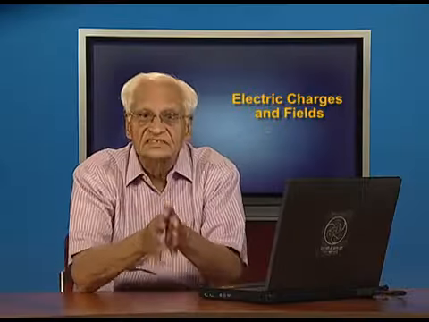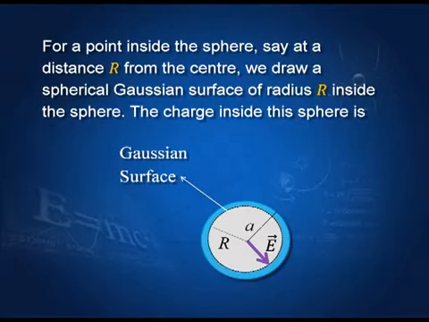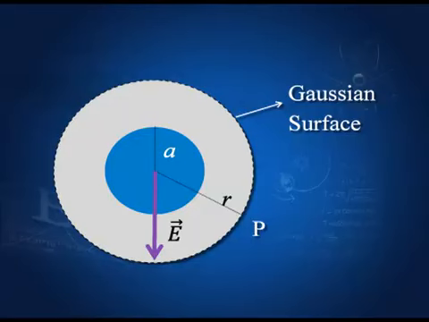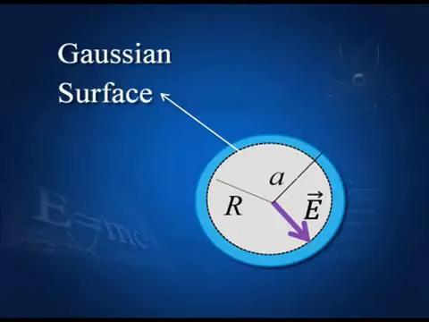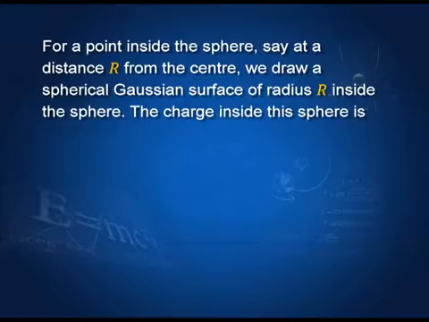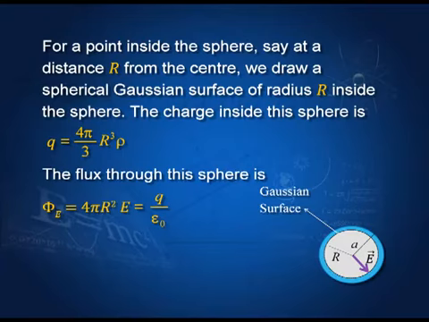Now, let us find the field inside this uniformly charged non-conducting sphere. For this purpose, we draw a Gaussian surface inside, of radius r. We had a Gaussian surface outside; now we have one inside. The charge inside is the volume of the sphere inside this Gaussian sphere, 4 pi by 3 r cubed, times the charge density rho. Therefore, the total charge inside is 4 pi by 3 r cubed rho.